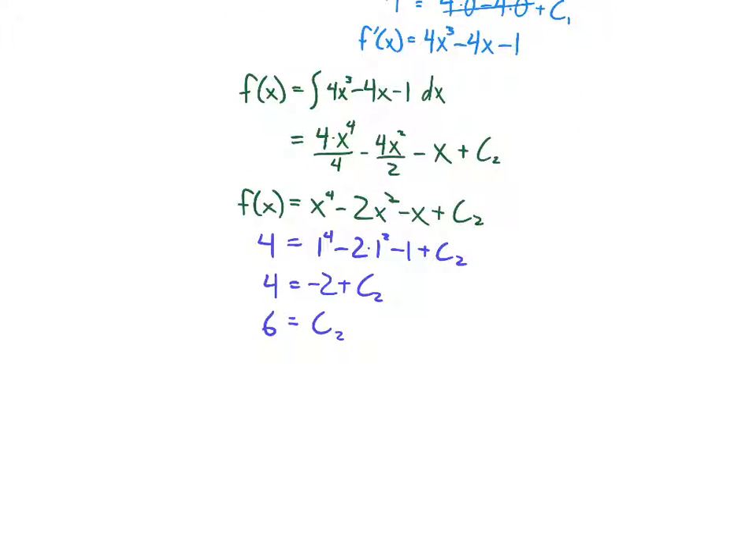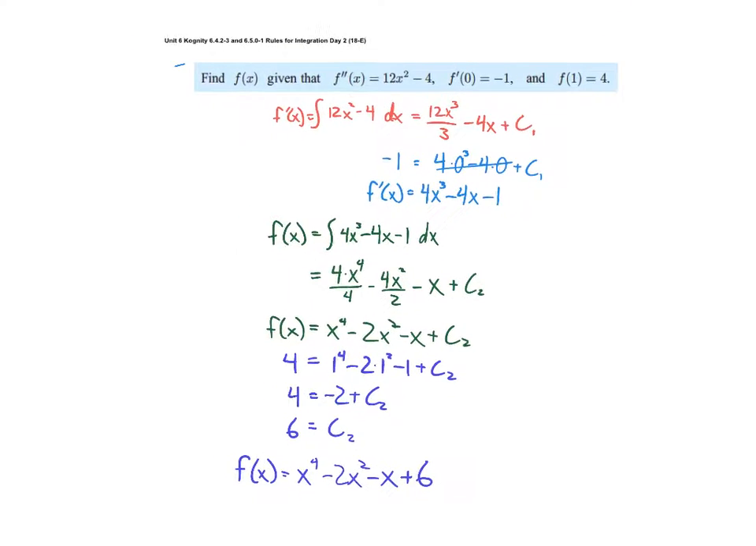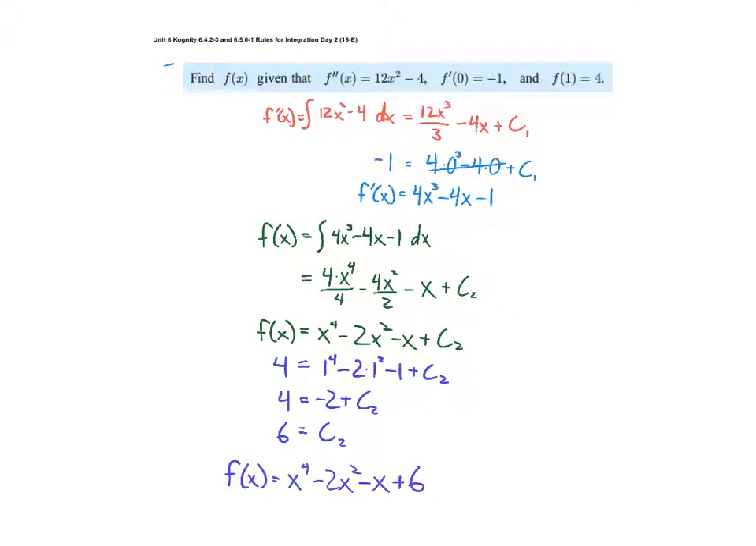Our final answer, f of x, is going to equal x to the 4th minus 2x squared minus x plus 6. That is the particular solution for the given conditions that we have, where f prime of 0 is negative 1 and f of 1 is 4. Okay? There are a lot of steps.